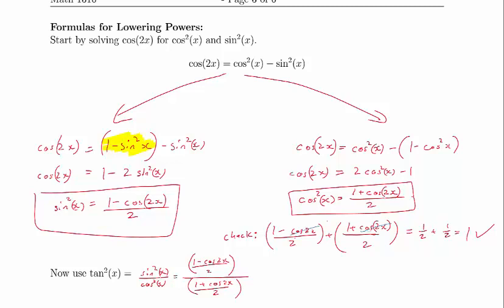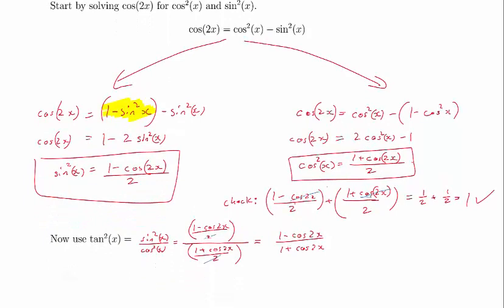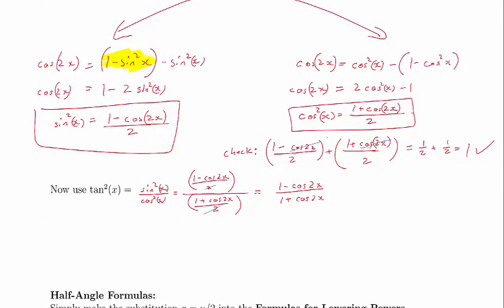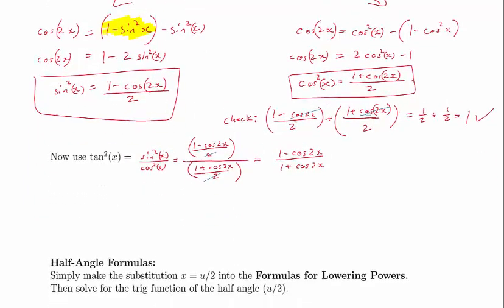And so you can see that the halves in each term cancel with each other. And so we're left with 1 minus cosine 2x over 1 plus cosine 2x. And we're done. So you can kind of see how the theorems build on each other, making the next successive theorem typically easier than the prior one.